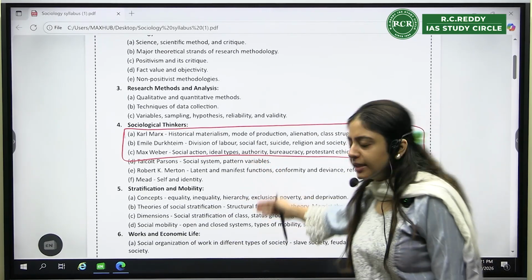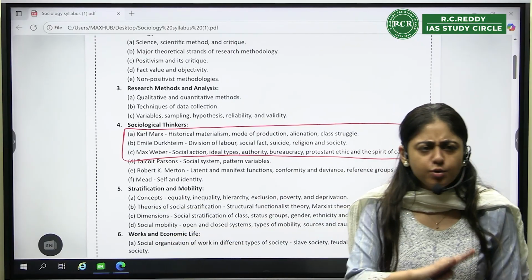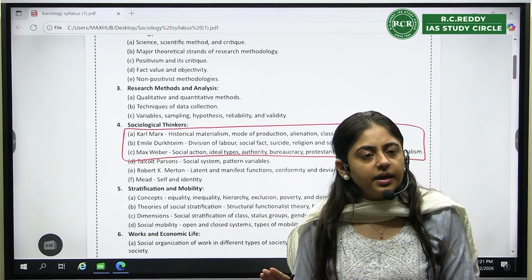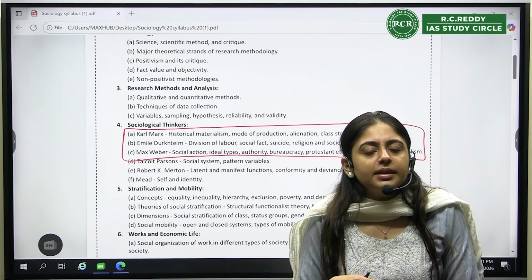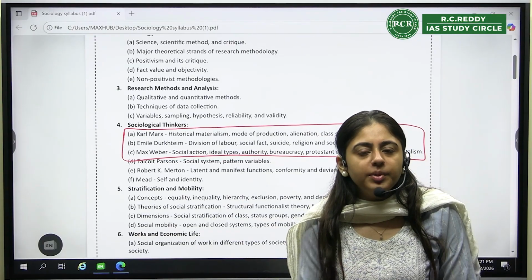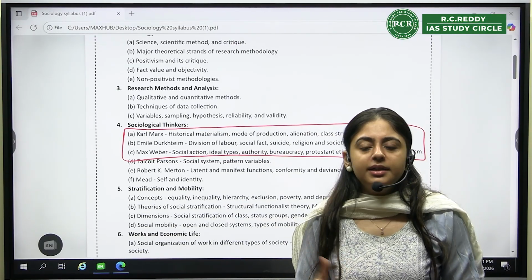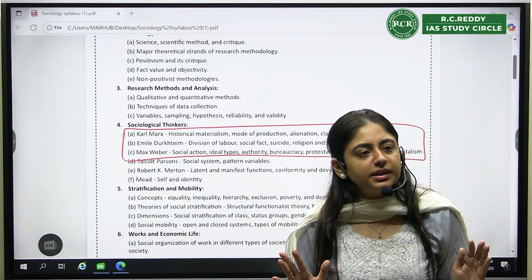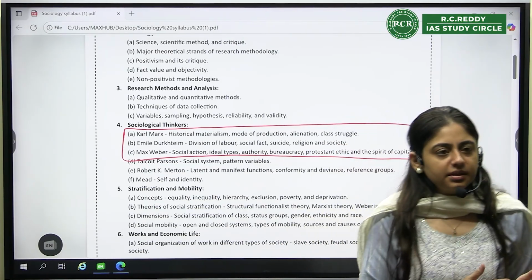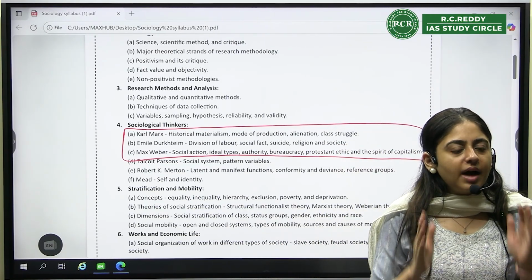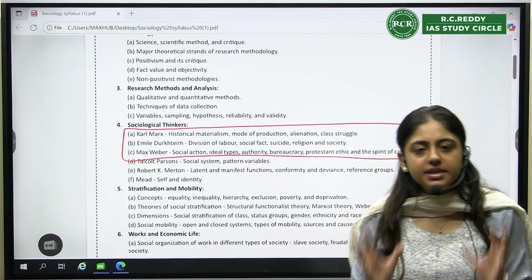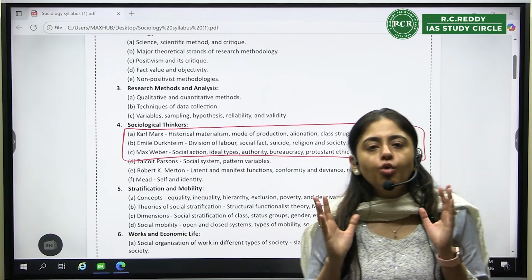I'll start with the next topic, which will have no impact, right? And after that topic, so that it gives you time to become proficient in Marx, Durkheim, Weber, and by the time you're confident about these 3 thinkers, I'll start with the next three thinkers, right? So you have time to settle in, to understand, and there is no overburdening on you.